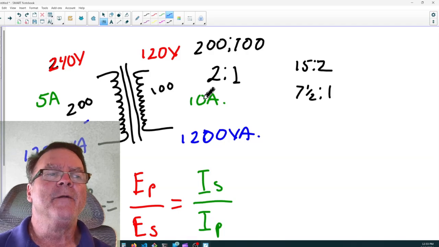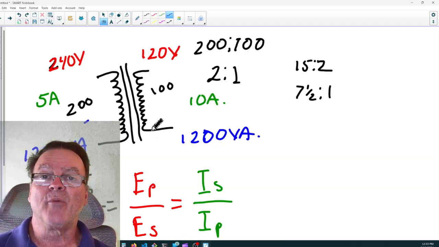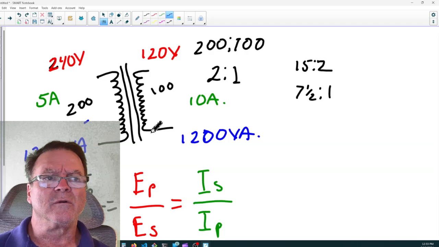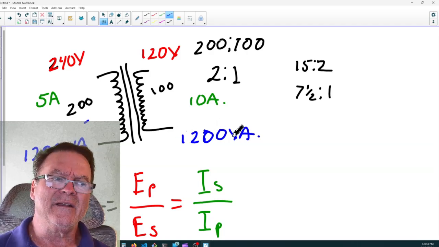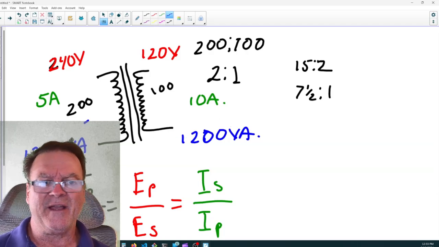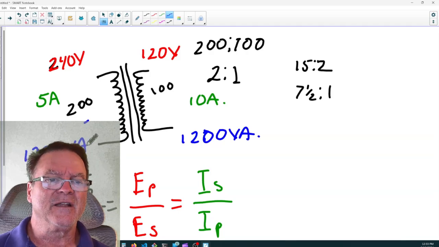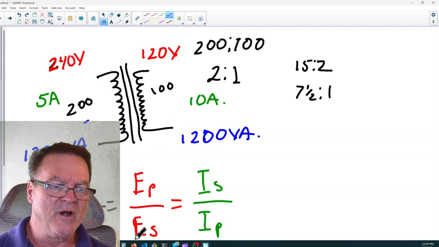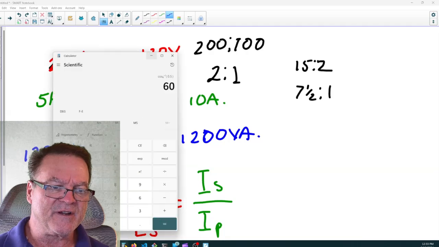Now, this is purely for learning purposes, but in the real world, you never get quite the same amount out as you get in because of efficiency. Let's say that this transformer was 98% efficient.